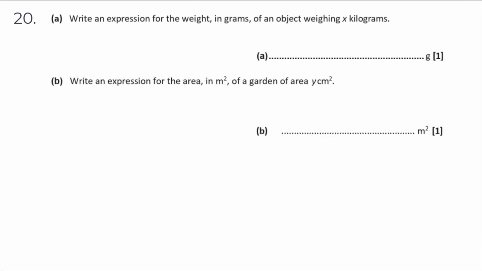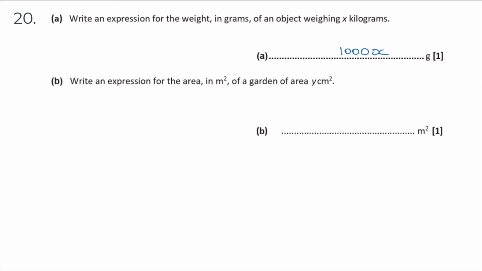Okay. Write an expression for weight in grams of an object weighing X kilograms. Well, to go from kilograms to grams, you have to multiply it by 1,000, don't you? So if X is the weight in kilograms, then in grams, it's going to be 1,000 X.